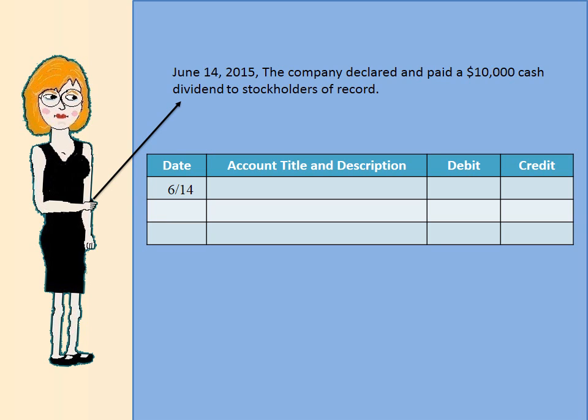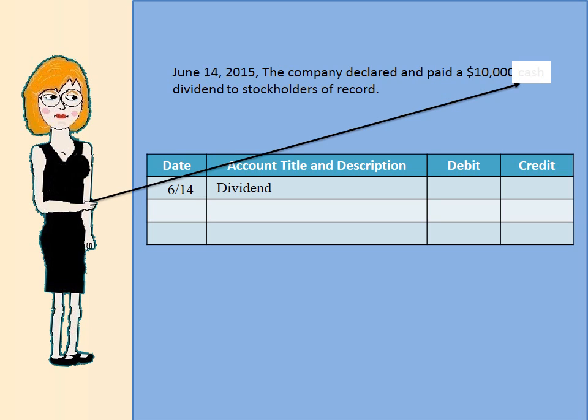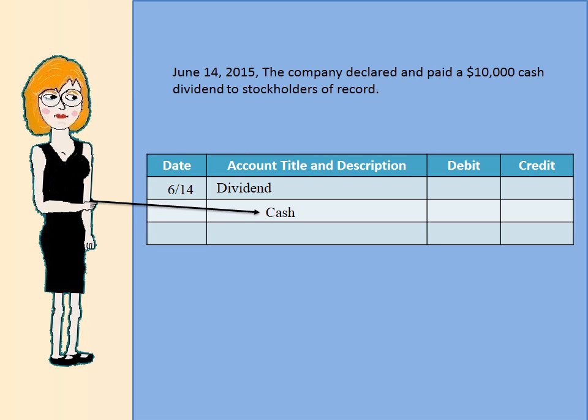It's a dividend, which is a contra equity account and has a normal balance on the debit side. So we will put dividend as a debit to increase the amount of dividends we paid out during the year. We are paying cash, so we will credit cash. Cash is an asset account and decreases when we credit it. And then the description will be declared and paid a dividend.